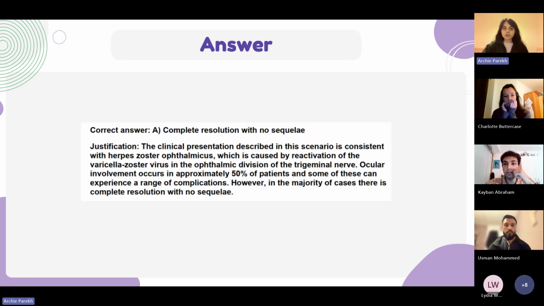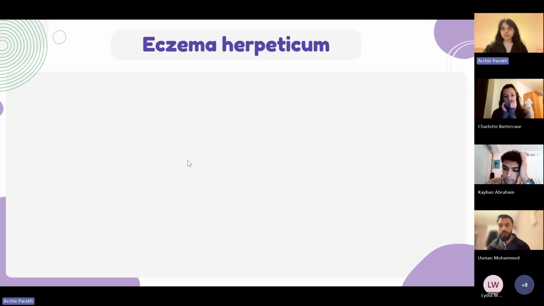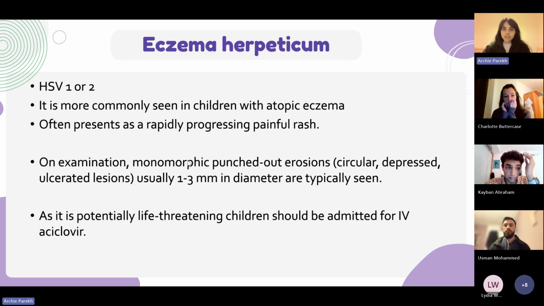And then while we're talking about herpes zoster ophthalmicus, we'll talk about eczema herpeticum as well, because again, it's caused by the same sort of species of the virus. So herpes can commonly be caused by HSV1 or 2. And eczema herpeticum, as the name suggests, normally would have a previous medical history of eczema in the patient. And again, because it's herpes, it's going to be quite a painful rash. It'll be a vesicular rash as well.